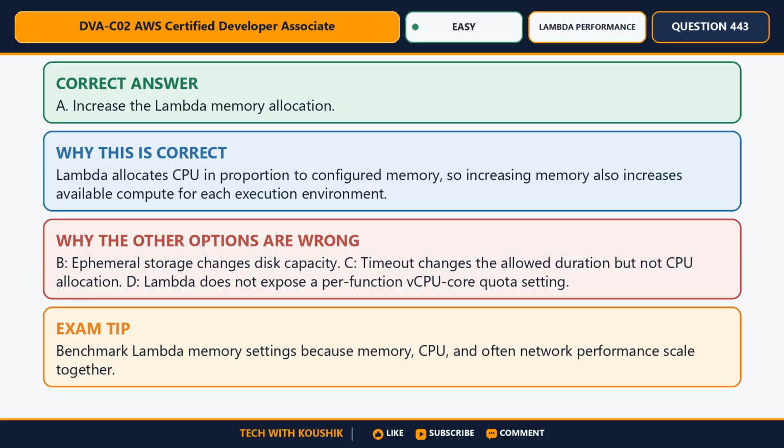The correct answer is A. Increase the Lambda memory allocation. Here is why. Lambda allocates CPU in proportion to configured memory, so increasing memory also increases available compute for each execution environment. Why are the other options not correct? B. Ephemeral storage changes disk capacity. C. Timeout changes the allowed duration but not CPU allocation. D. Lambda does not expose a per-function virtual CPU core quota setting. Exam tip. Benchmark Lambda memory settings because memory, CPU, and often network performance scale together.